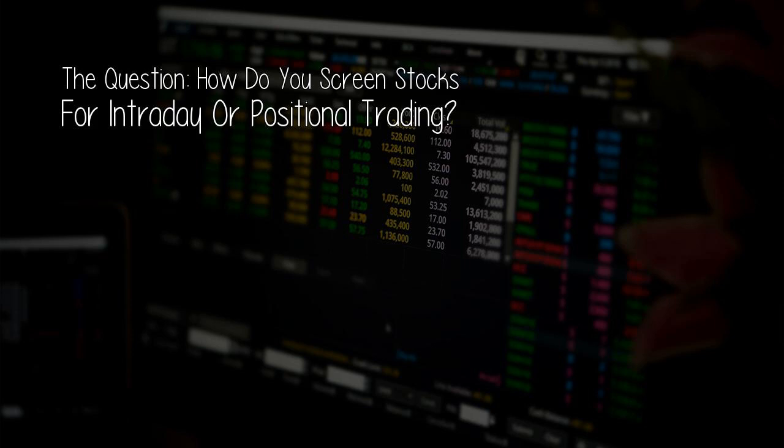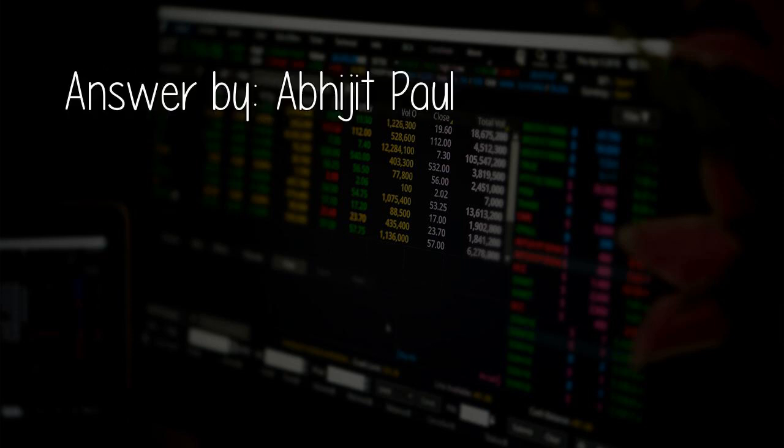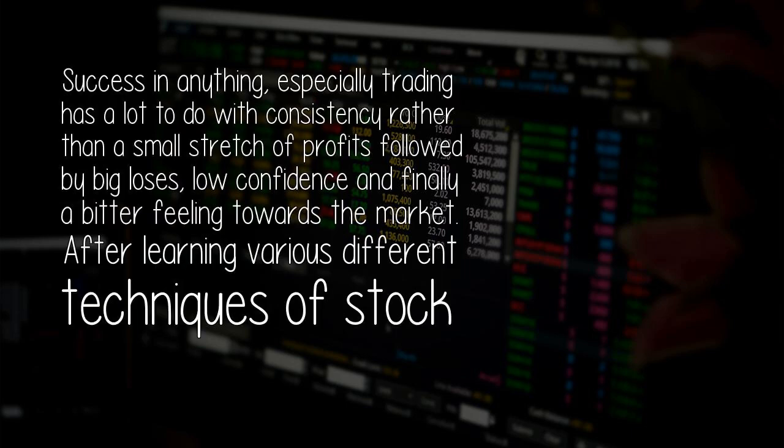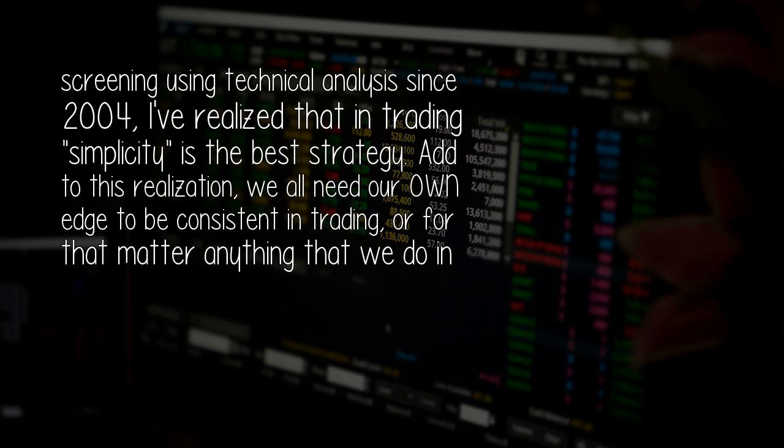The question: how do you screen stocks for intraday or positional trading? Answer by Abhi G. Paul. Success in anything, especially trading, has a lot to do with consistency rather than a small stretch of profits followed by big losses, low confidence, and finally a bitter feeling towards the market. After learning various techniques of stock screening using technical analysis since 2004, I've realized that in trading simplicity is the best strategy.